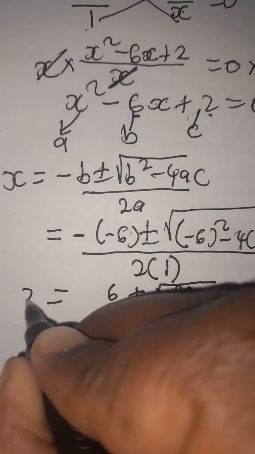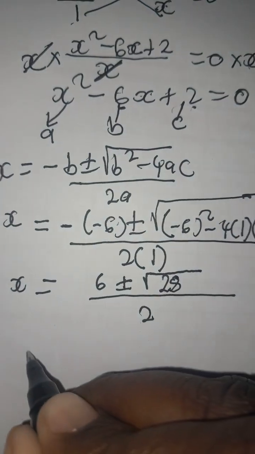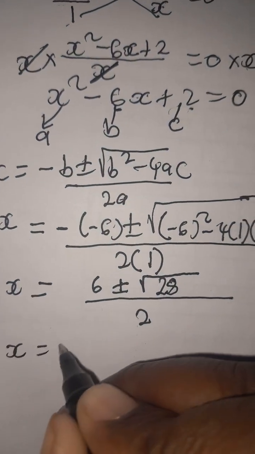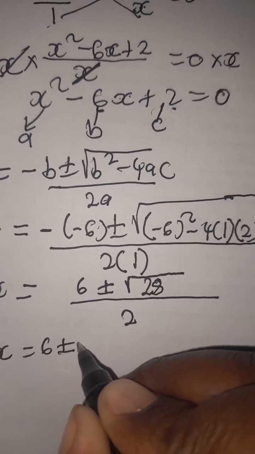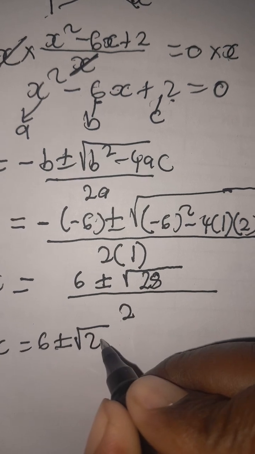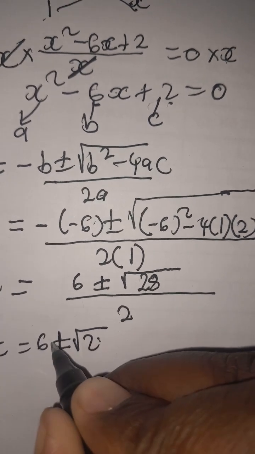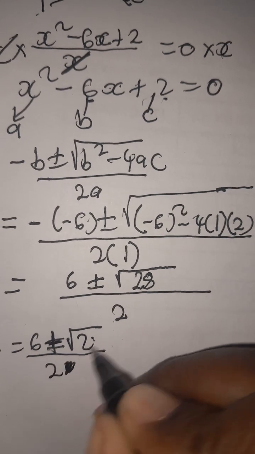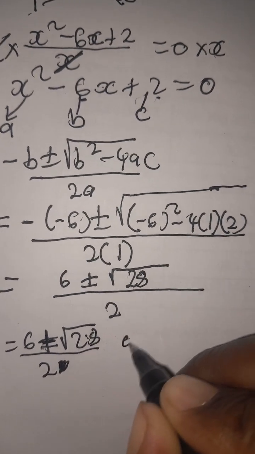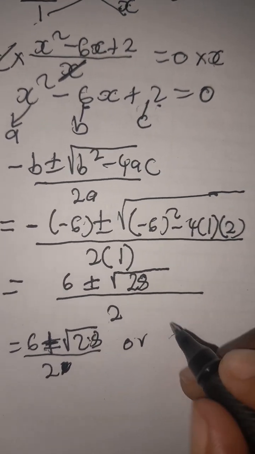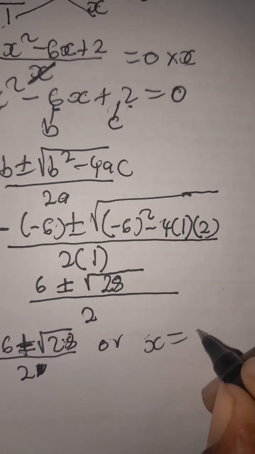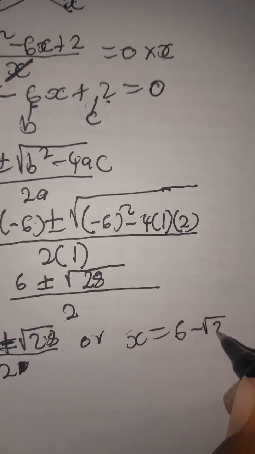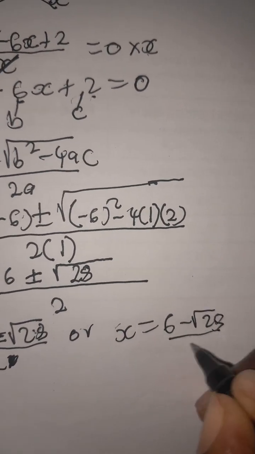So we have x. Remember, we're solving for x. So in other words, we have 6 plus or minus root 28, divided by 2. The first one should be positive, so x equals 6 plus root 28 over 2, or x equals 6 minus root 28 divided by 2.